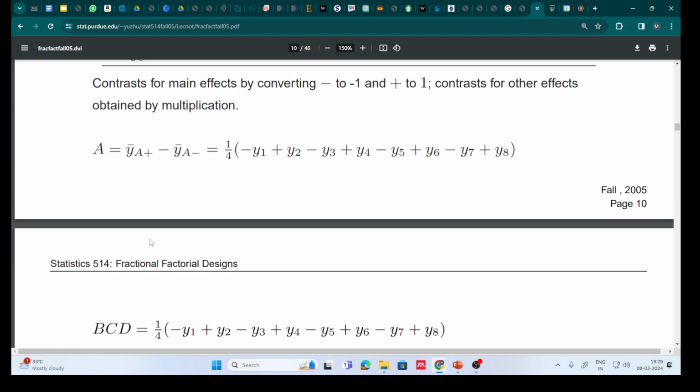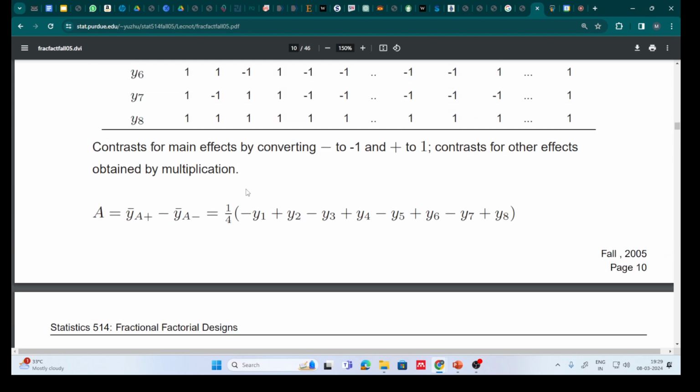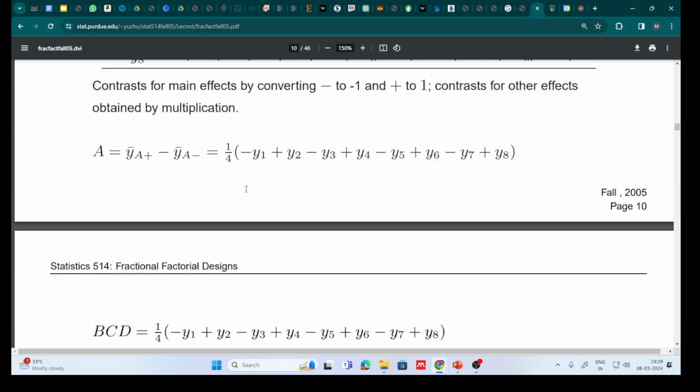So how can we calculate it? A is equal to y bar A positive minus y bar A negative. So we can get it through this and then calculate.